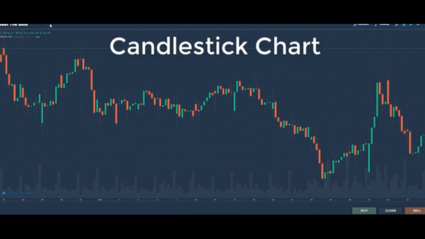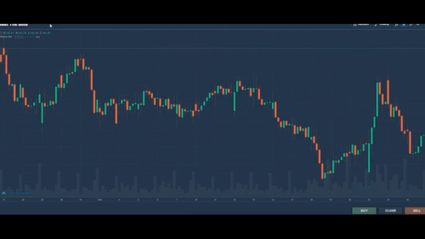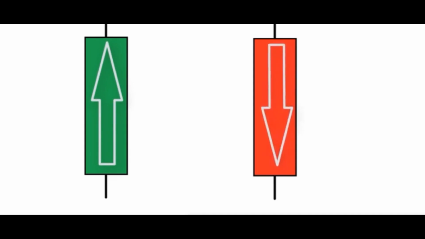A number of Japanese rice traders were rumored to have accumulated incredible wealth from using candlestick charts to predict the future direction of rice. As you can see, each candlestick uses color to communicate the direction of price movement during each trading session. A green candlestick represents a trading session where prices opened and then traded higher through the end of the trading session. A red candlestick represents a trading session where prices opened and then traded lower through the end of the trading session.